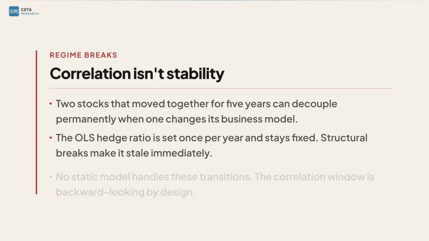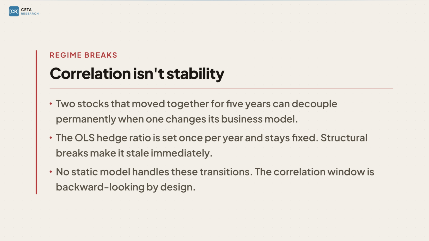Correlation regimes shift in ways the model can't anticipate. 2 stocks that move together for 5 years can decouple permanently when one company changes its business model, enters a new market, or faces a regulatory event. The OLS hedge ratio goes stale during structural breaks, and no static model handles these transitions gracefully.